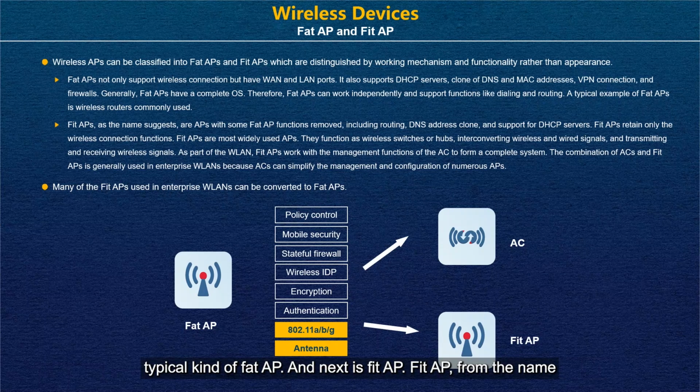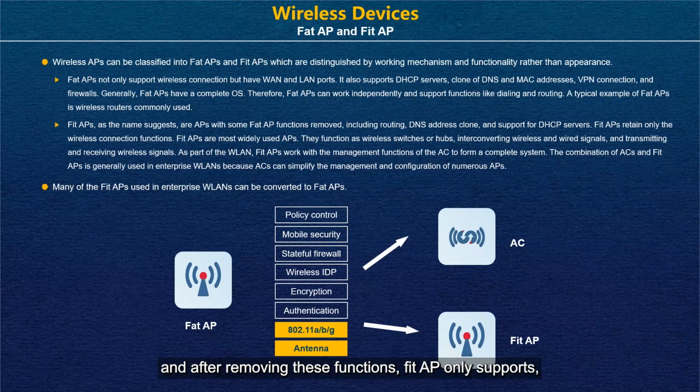Okay, and next is FIT AP. From the name we can know that it has removed some of the functions. After removing these functions, FIT AP only supports, for example, the wireless connection function, right? It sends out signals. It converts wireless signals and wired signals, and transmits the data between them.